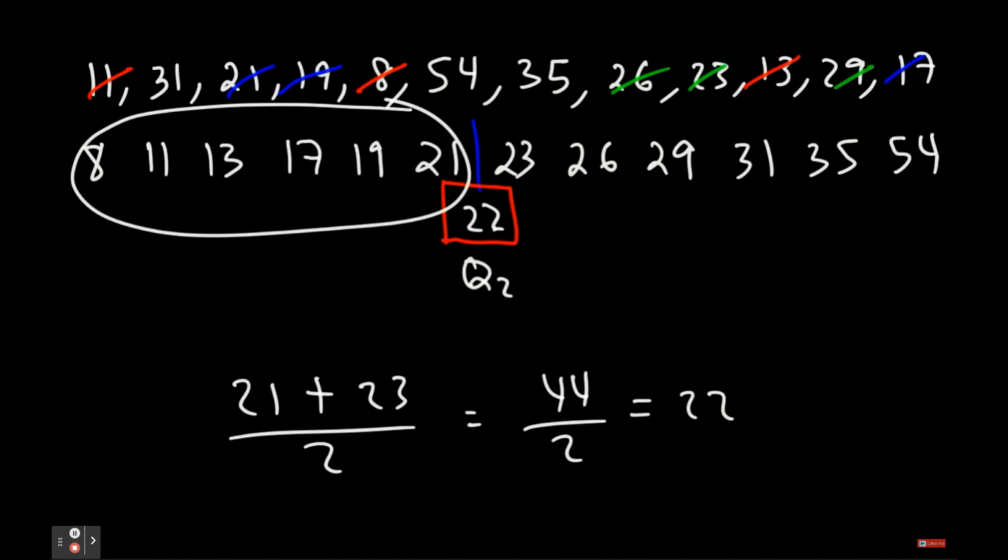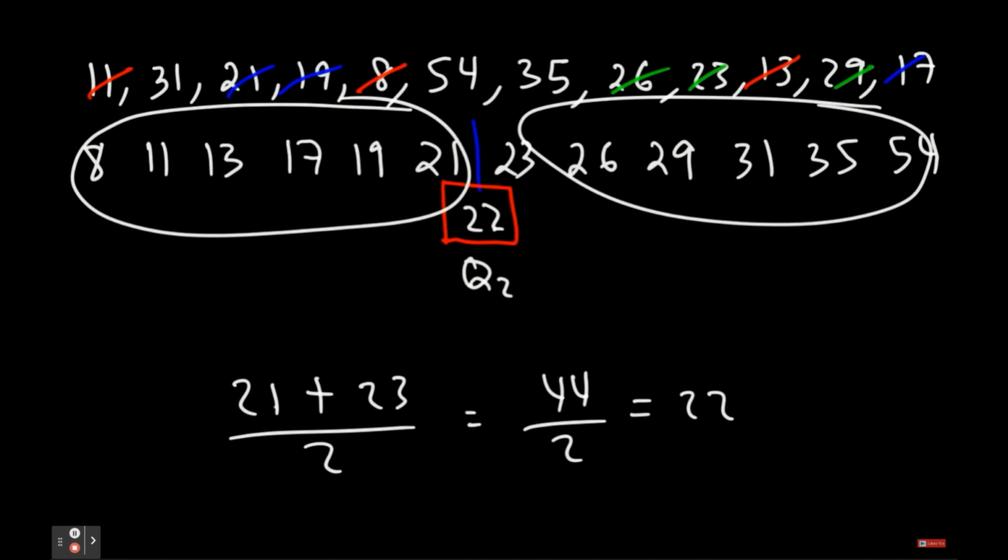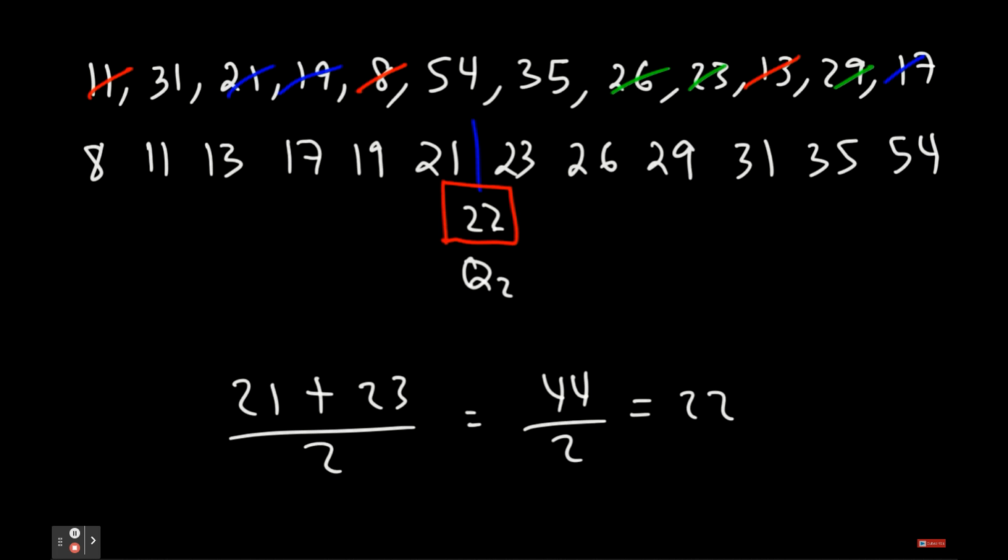Now we have 6 numbers on the left and 6 numbers on the right. So now we need to find the first quartile. So what is the median of these 6 numbers? If we eliminate these 2 and then those 2, we have 2 numbers in the middle. So we need to average those 2 numbers.